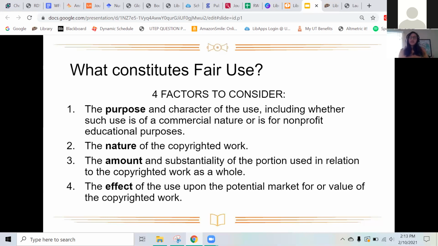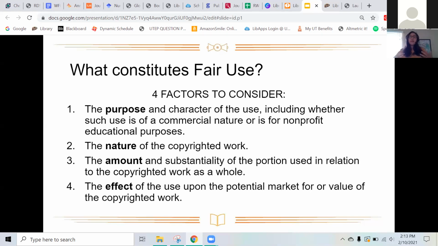To count as fair use, there are four factors to consider. Here are the four factors. They are purpose, nature, amount, and effect. So purpose is the character of the use, including whether the use is of a commercial nature or for nonprofit educational purposes. The second is the nature of the copyrighted work. And this means, is it instructional? Is it creative? So you can think of it as, is it fiction or nonfiction? That's what it's come down to a lot in legal precedent.